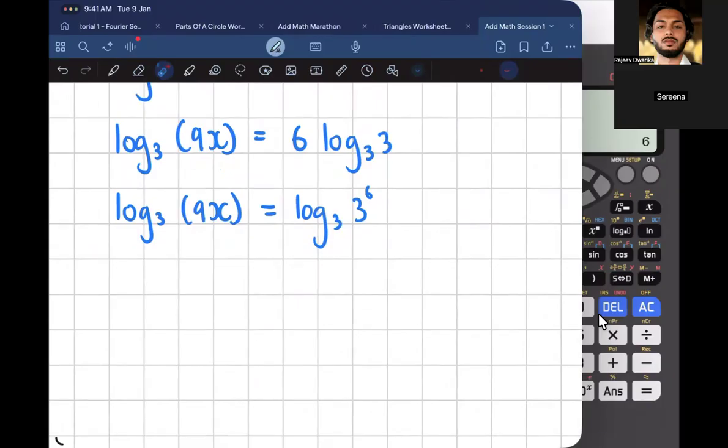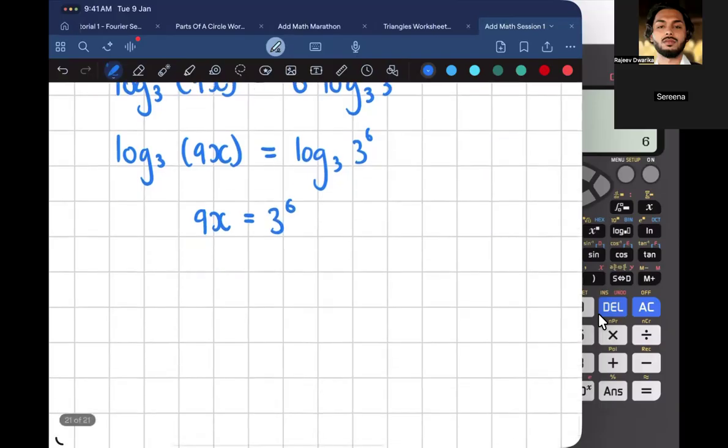Tell me, Serena, are you seeing any other log terms, or are you seeing one log term on that side? One. That's right. Are they the same base? Yes. So anytime they're the same base, you could go ahead and drop the logs. So if I drop the logs, what would I end up with? 9x equals 3 to the power of 6.